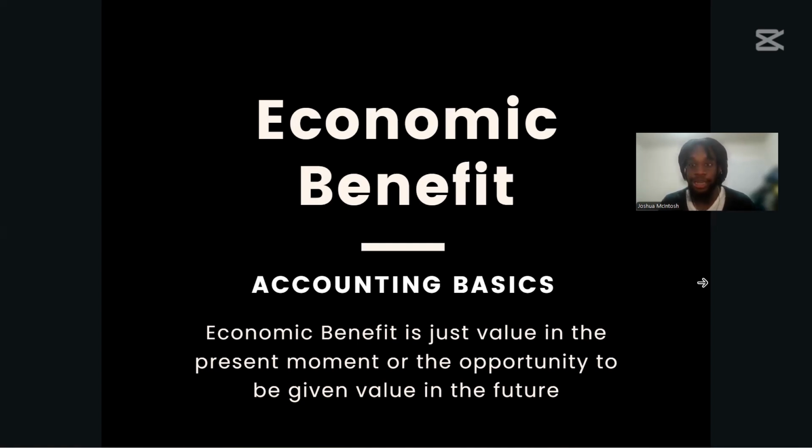So, what is economic benefit? Economic benefit is just the value inside the present moment or the opportunity to be given value in the future. So instead of money, replace money in your mind with the opportunity of money in the future or the opportunity of resources inside the future. And now you'll understand completely what a chart of accounts is and what it does.